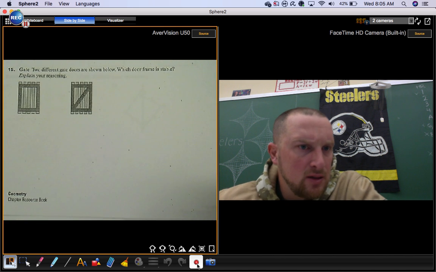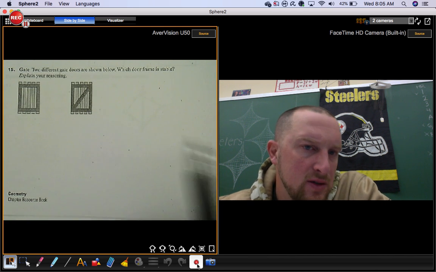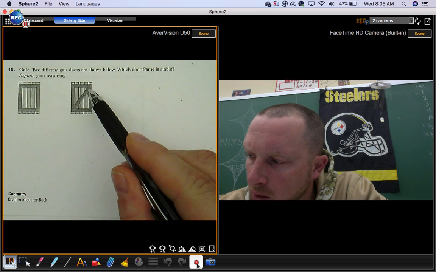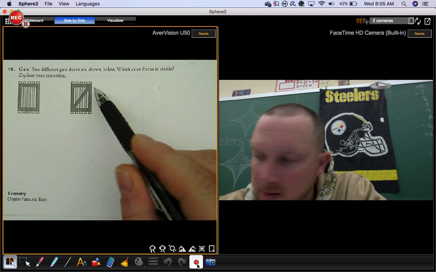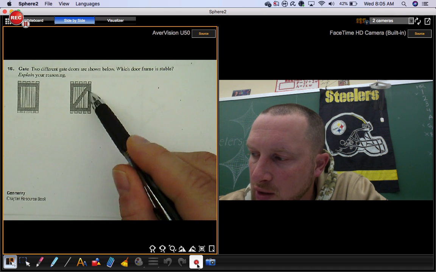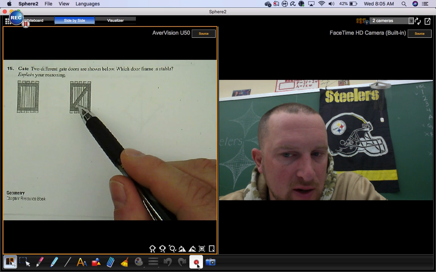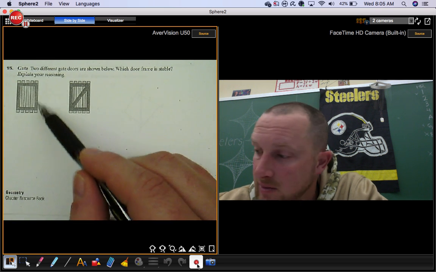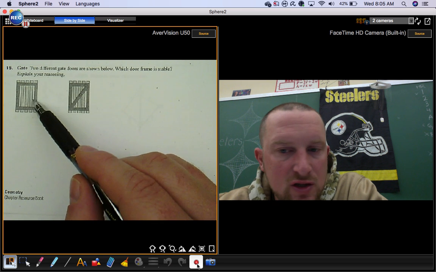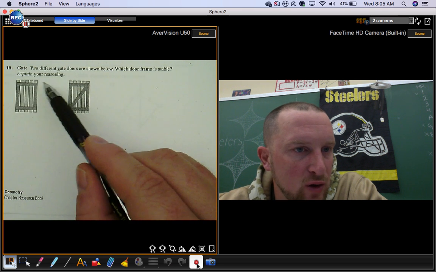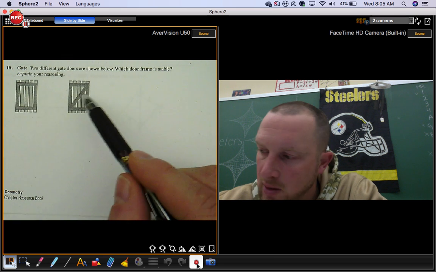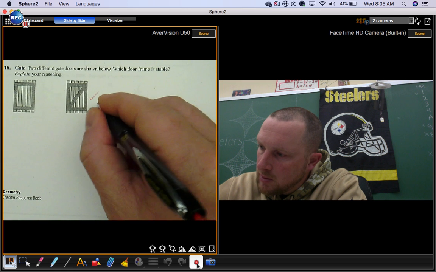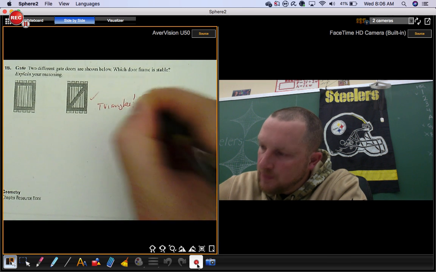Number 15, two different gates are shown. These are gate doors. Which door frame is stable? Explain your reasoning. Okay, well, as long as this stays connected, these shapes are not going to morph into a different type of triangle. But this four-sided figure, even if these corners stay together, they could shift into a different shape. This could slide over and look more like a parallelogram than a rectangle. The stable shapes are the triangles. You need triangles.